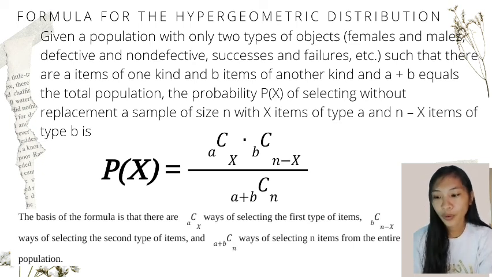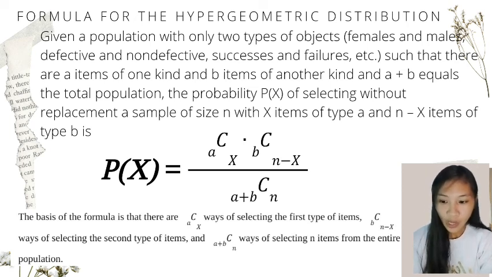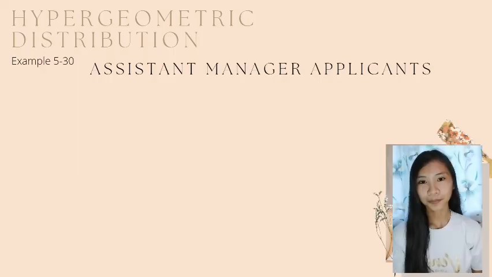So the basis of the formula is that there are combination of A and X ways of selecting the first type of items, combination of B and N minus X ways of selecting the second type of items, and combination of A plus B and N ways of selecting N items from the entire population.